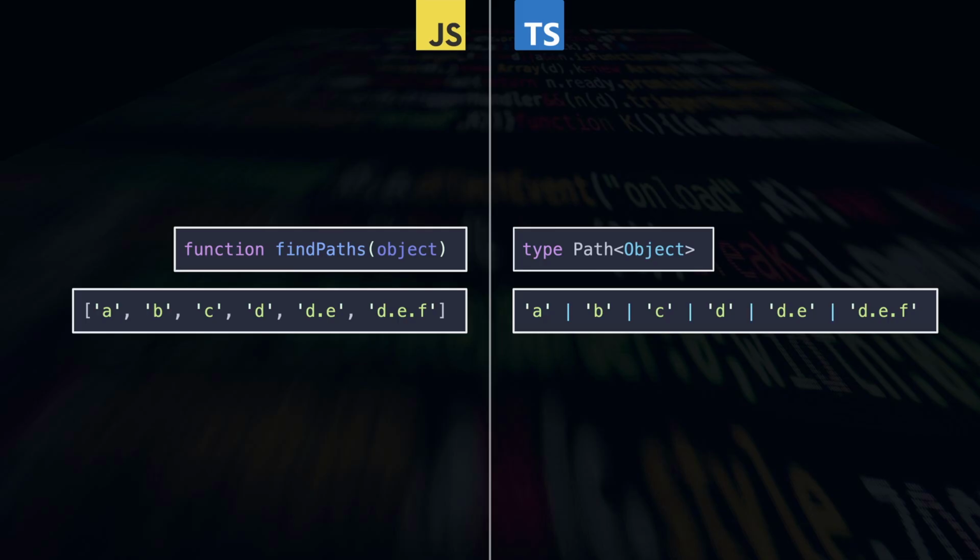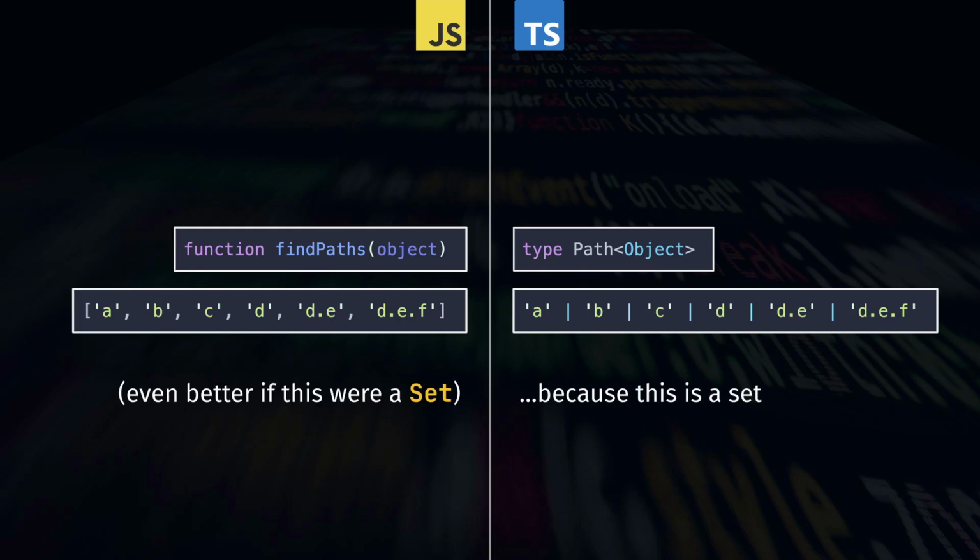In JavaScript, the result is a JavaScript array of JavaScript strings. In TypeScript, the result is a TypeScript type, which is a set of all possible string literals. This analogy would have been even more precise with a JavaScript set instead of an array, but I intentionally chose an array for simplicity, and the paths we generate will always be unique anyway. Now, let's talk JavaScript features versus TypeScript equivalents.